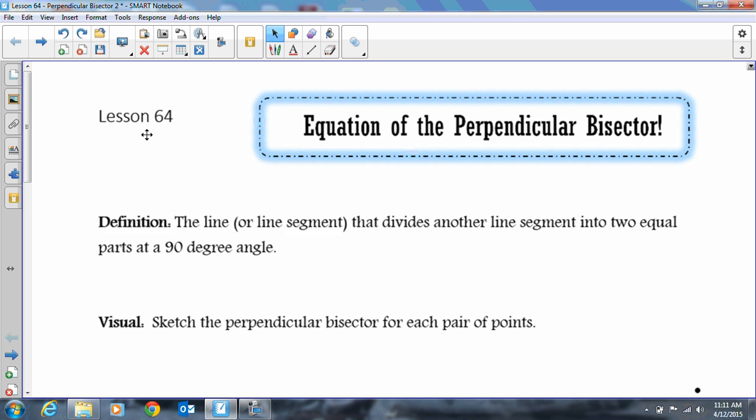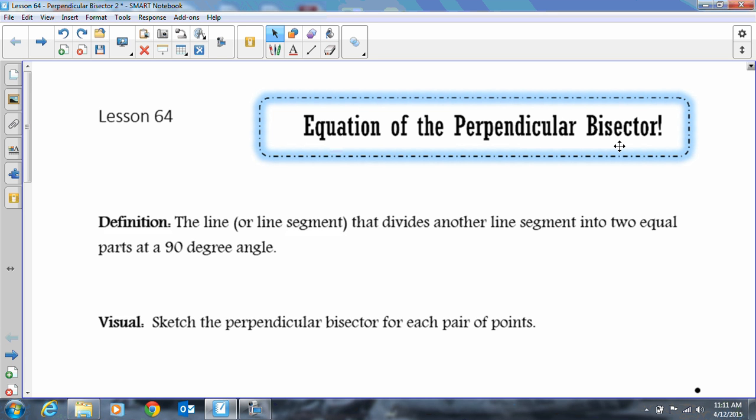So today's lesson is 64. We're going to be learning how to write the equation of the perpendicular bisector. And if this seems like review, we haven't done it before, but we have worked with the perpendicular bisector before. We just have never done the equation of it because we're in the unit of writing equations of lines. We are going to be learning how to write the equation of the perpendicular bisector given 2 points.